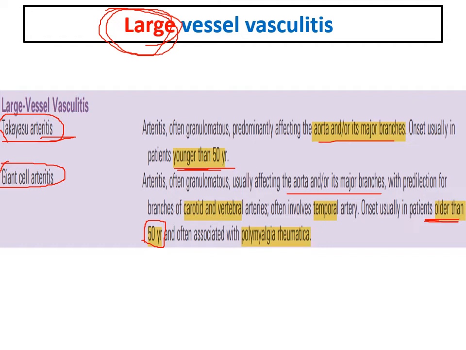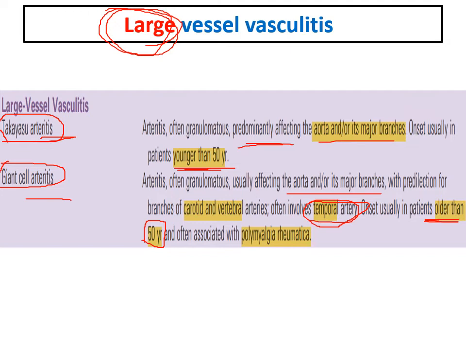Takayasu arteritis usually affects the major arteries supplying the extremities, while giant cell arteritis usually affects the extracranial branches of the carotid artery. So usually Takayasu affects arteries supplying extremities, while the giant cell usually affects the extracranial branches of the carotid artery. Usually the most commonly affected is the temporal artery. They can also affect vessels supplying the eye. They might cause blindness.